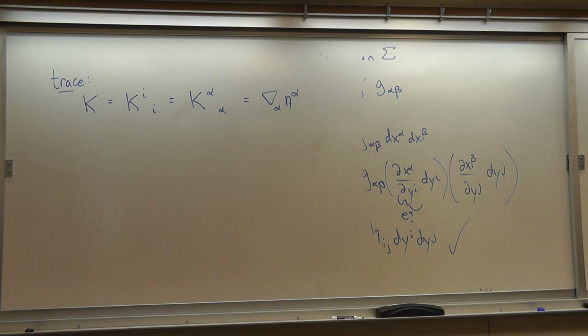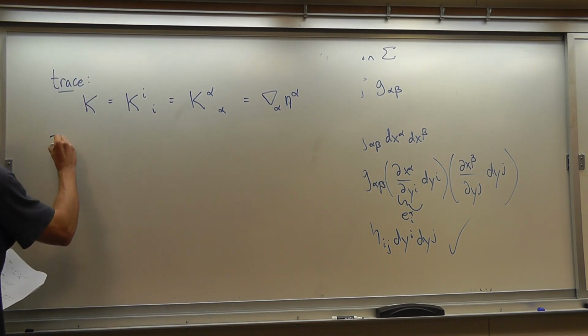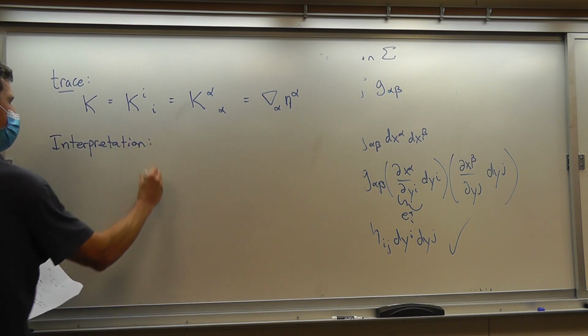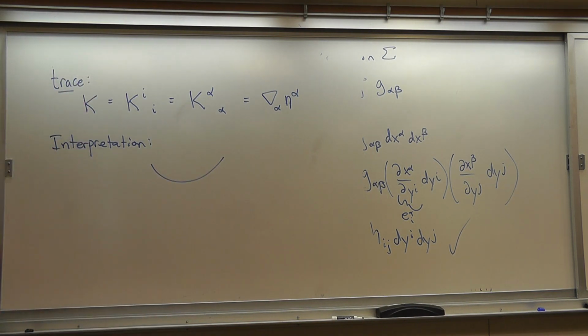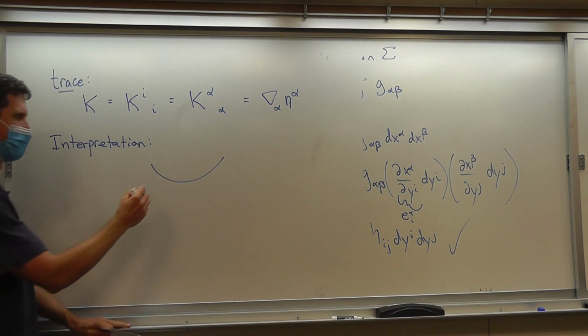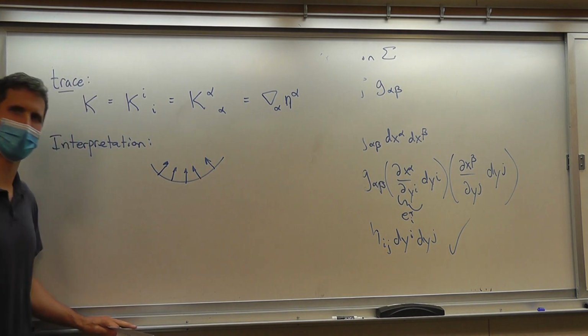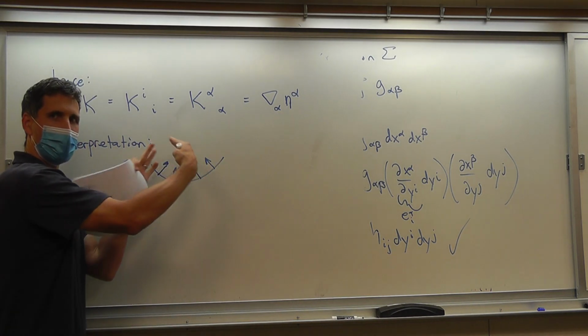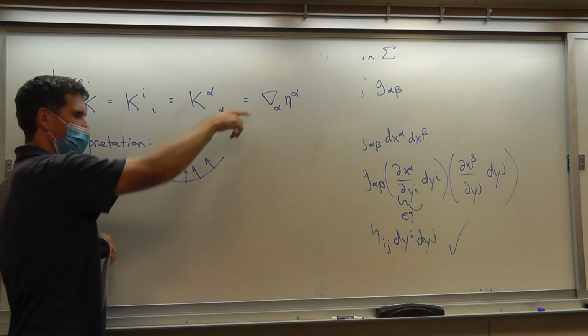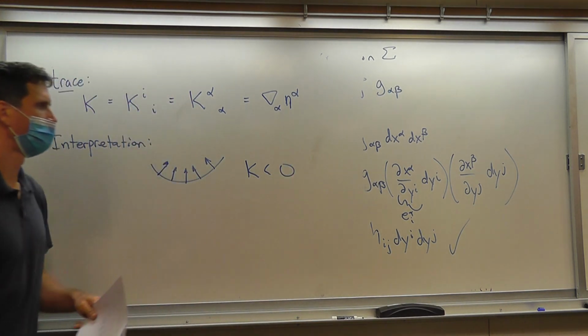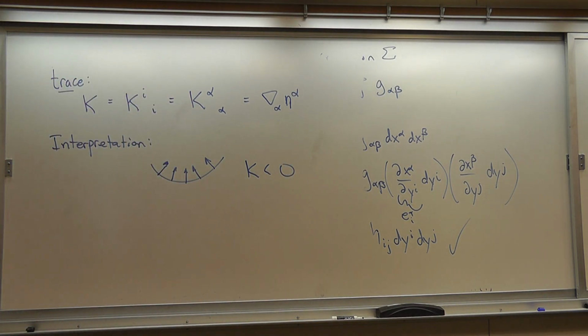We can see that from this formula for the trace. Well, this is going to tell us about the trace. So say you have a manifold that's an embedding that's sort of shaped like this, and you calculate the normals. So those normals are converging, and so the divergence there will be negative. So k is less than 0 for an embedding like this.